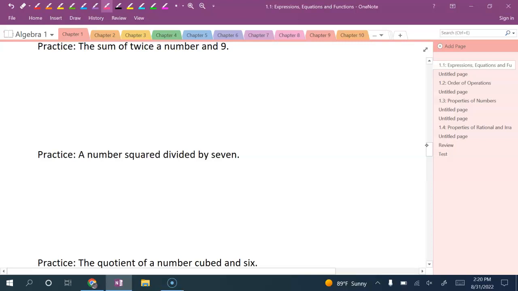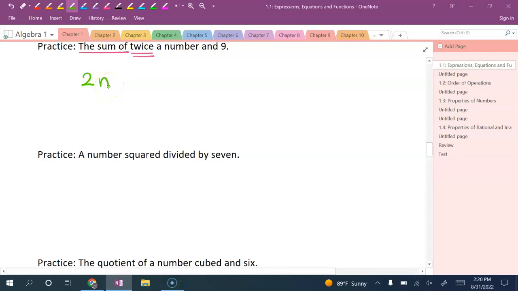So for that first practice problem, it says the sum of. So that means that you're going to be using addition. And then it also has twice a number. So twice a number is going to be multiplying by that 2. We talked about how twice means 2 times. So twice a number would be 2 times a number, like 2n.